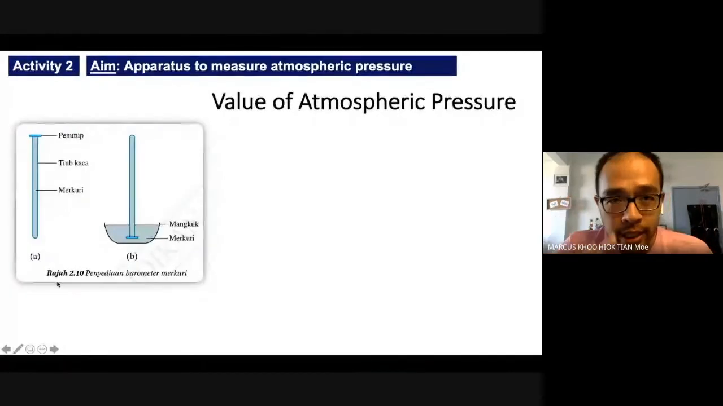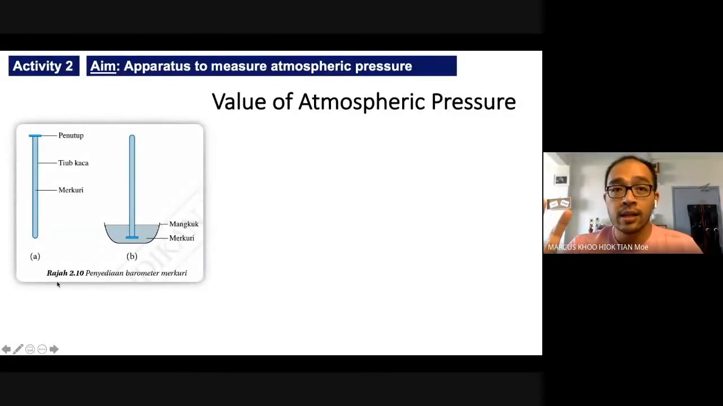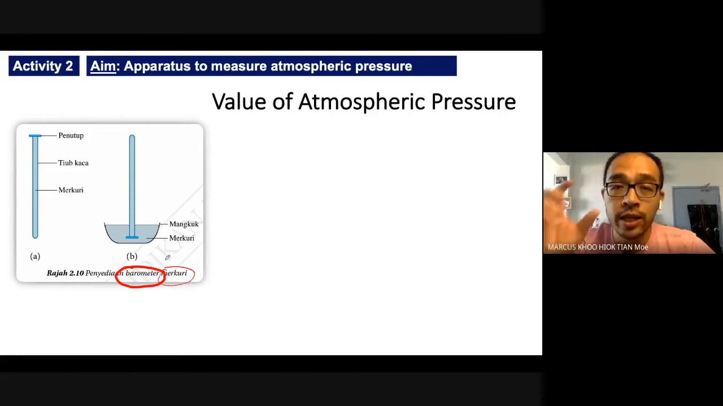So the second thing I want to talk about is the apparatus to measure atmospheric pressure. This is what we call a mercury barometer. Some people pronounce it differently, but in Bahasa Melayu it is barometer. Mercury is the substance that is inside the thermometer.